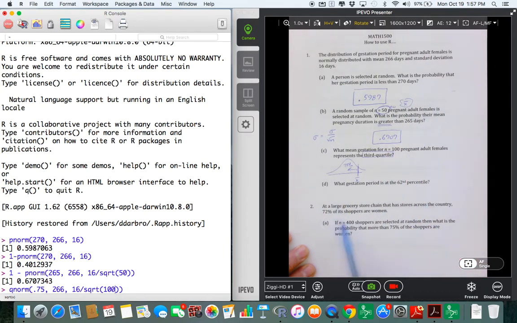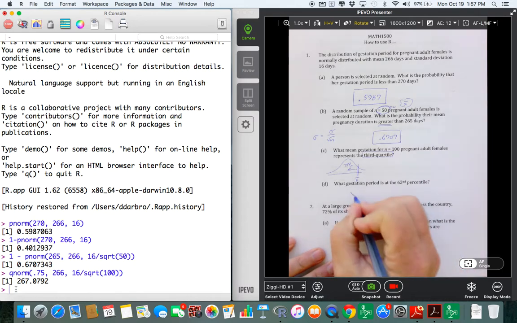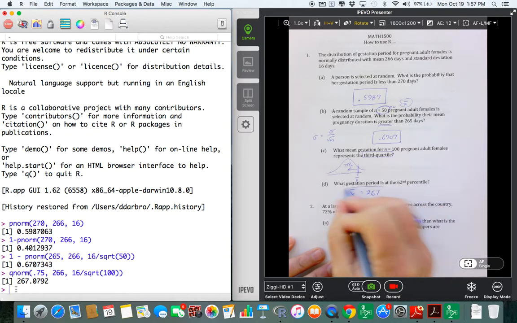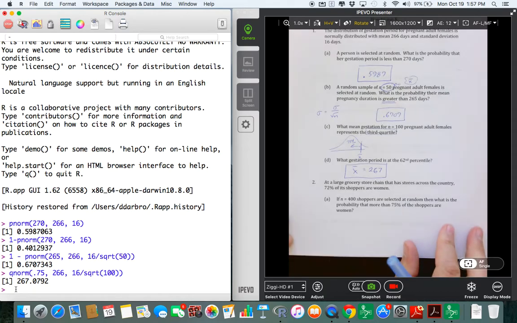Now, when we get down here to this percentage, it's a different type of problem. Different type of tool is required to work those problems. So there's no above or below here. You just got to put in the percentage below in the problem. So you'd need a gestation period of about 266, I'm sorry, 267 to represent the 62nd percentile. 267.0792 to be exact.